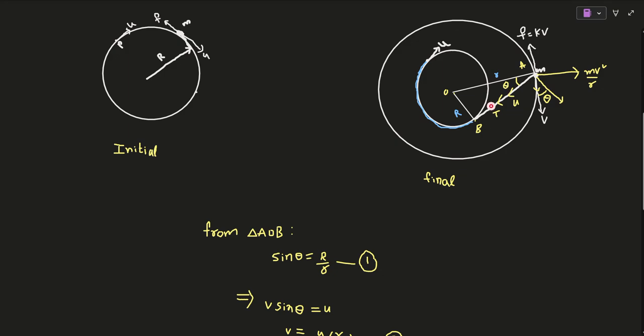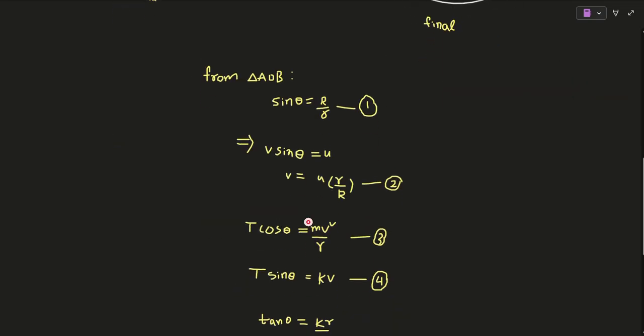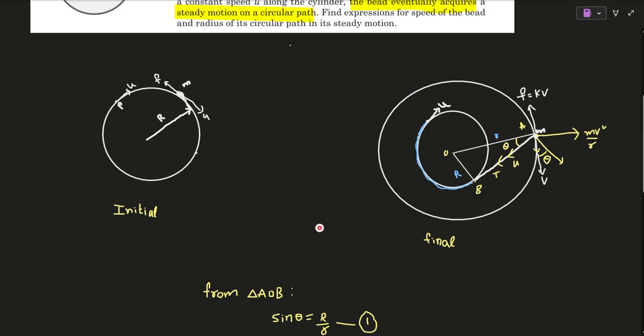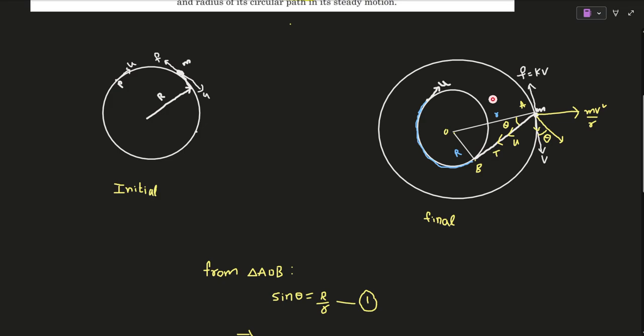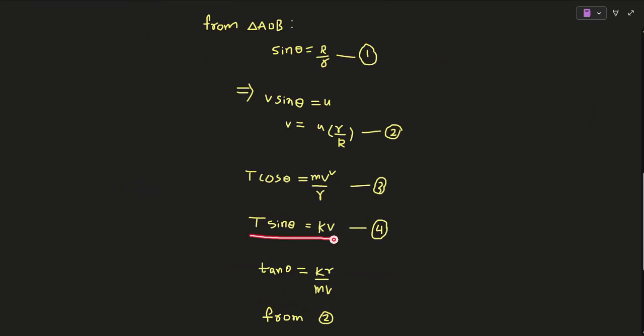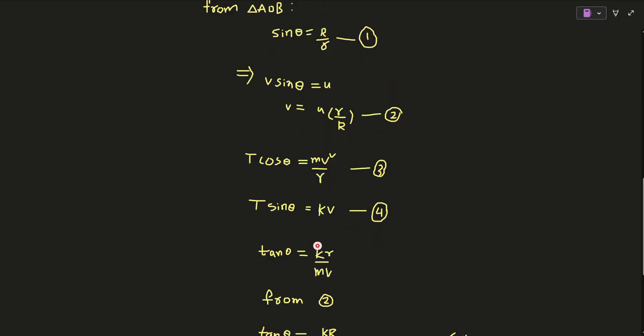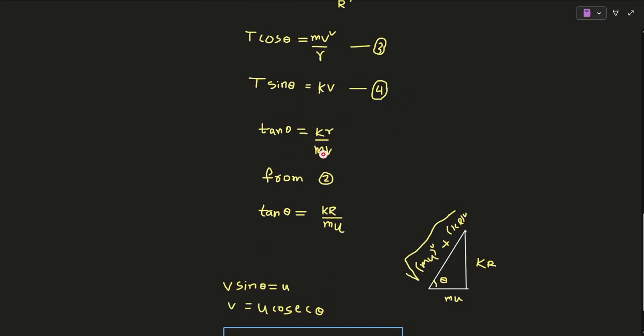Now we write the components of tension. T cos theta equals the centripetal force, so T cos theta equals mV squared by R, equation 3, and T sin theta equals the drag force, so T sin theta equals k times V, equation 4. We divide equation 4 by equation 3: tan theta equals kR upon mV. From equation 2, we substitute the value of capital V in this equation, so tan theta equals k into capital R upon m u.